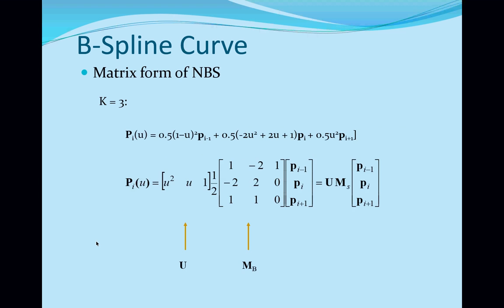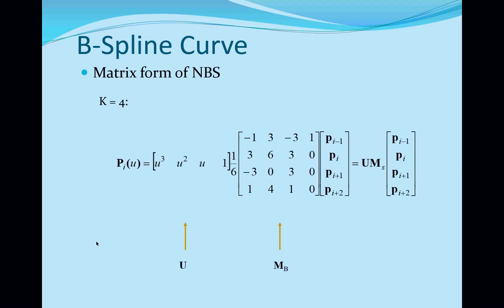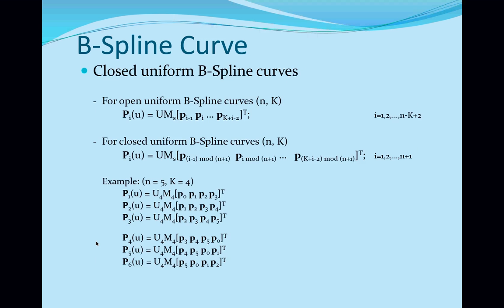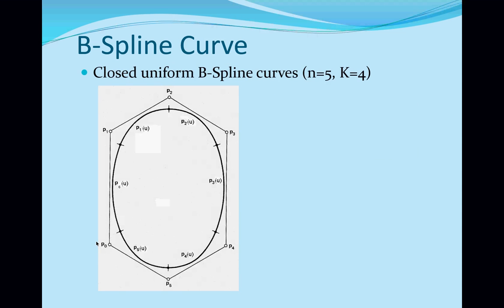This is the matrix of normalized B-spline segment. Of course, you can have this, and you can get the closed uniform B-spline also.